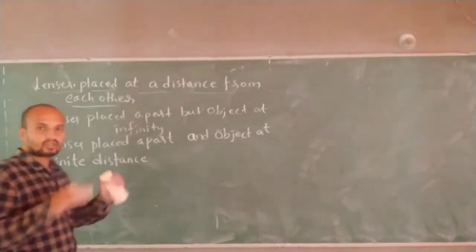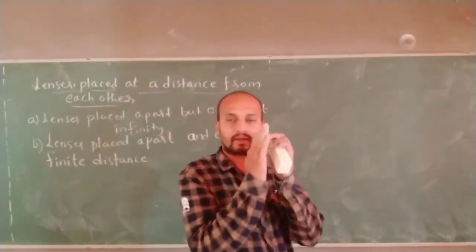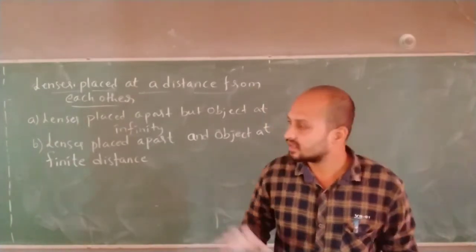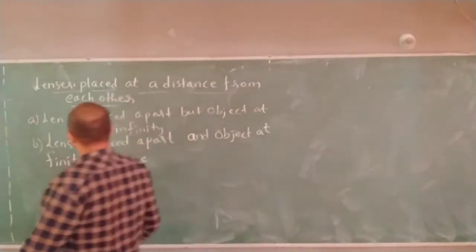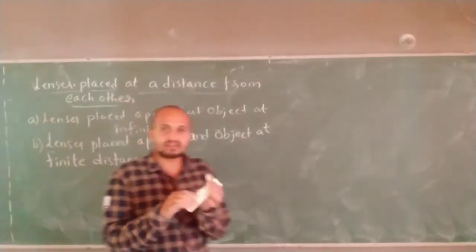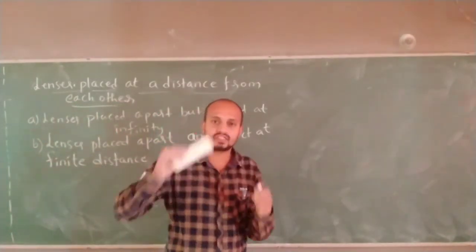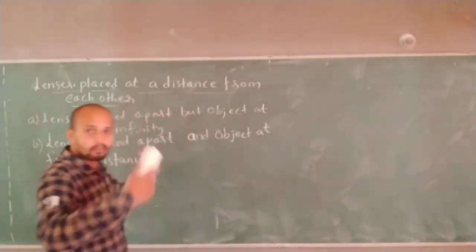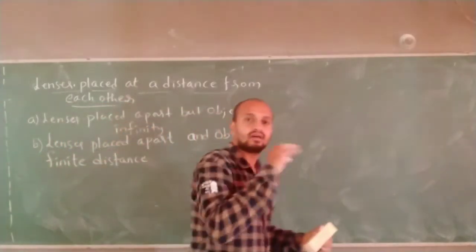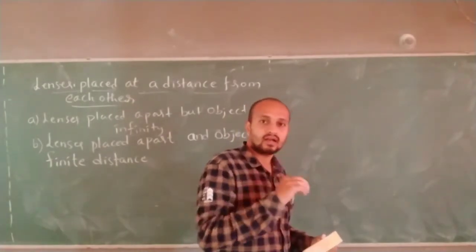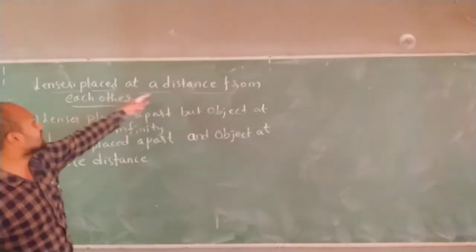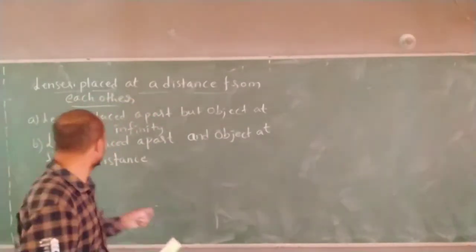Now, since we have studied the combination of lenses, when they are placed very near each other, they act like an equivalent focal length. In the same manner, when they are placed a little bit far away, with a certain distance d, how do we find the equivalent focal length? From that point of view, let us go a little bit deeper into the combination of lenses placed at a distance from each other.